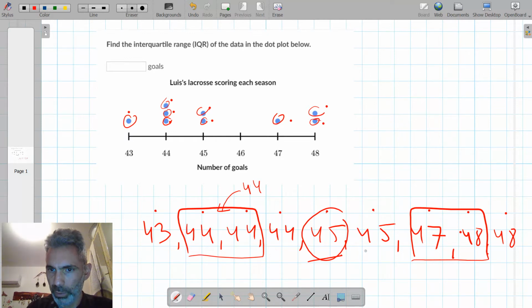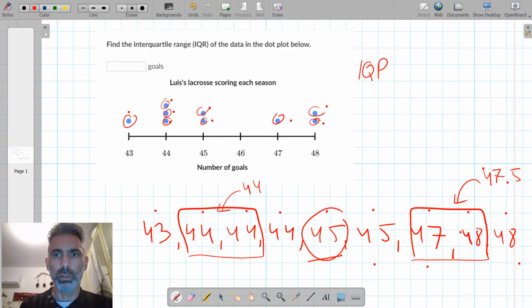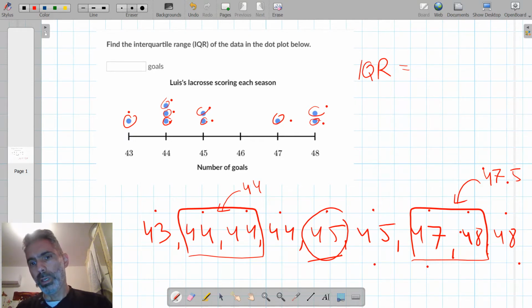Okay, because we need to find the median of 45, 47, 48, and 48. It's 1, 2, 3, 4. It's an even number of data points, so we need to find the mean of these 2. So it's exactly halfway between 47 and 48, which is 47.5. And the IQR, the interquartile range, is the median of the upper half minus the median of the lower half.